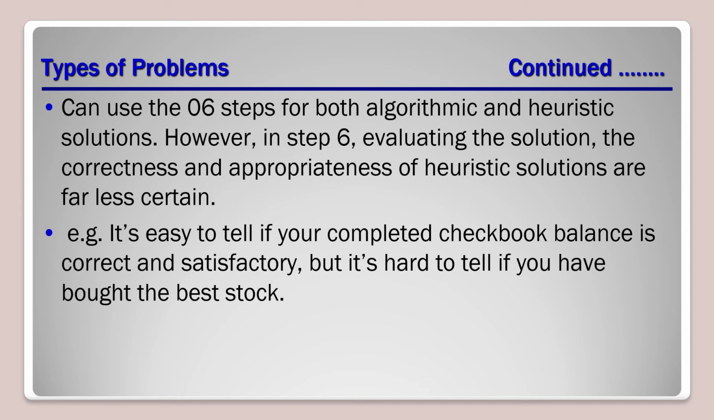So still you can use those 6 steps which we follow to solve a generic problem. But in evaluation of solution, the correctness and appropriateness of heuristic solutions are far less certain. For example, it is easy to tell if your completed checkbook balance is correct and satisfactory, but it is hard to tell if you have bought the best mobile phone. So nobody can say that, oh, you bought the best mobile phone or cell phone.